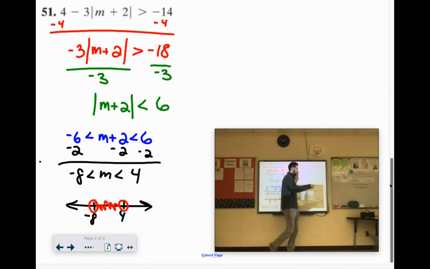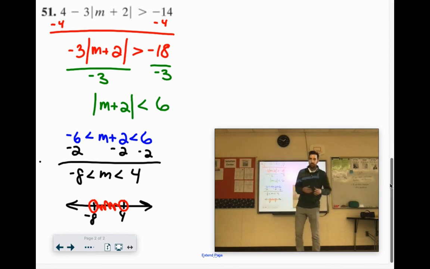There we go. So it's just practice, it's repetition. Less than and type problem. Greater than or type of problem. Cool? Let's try some.